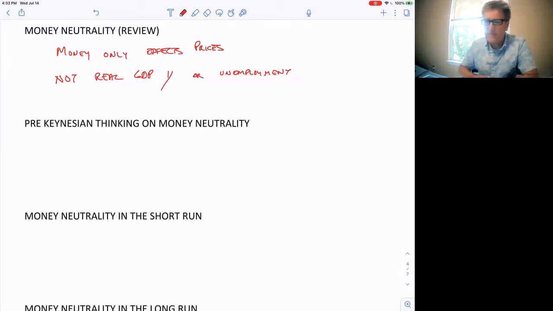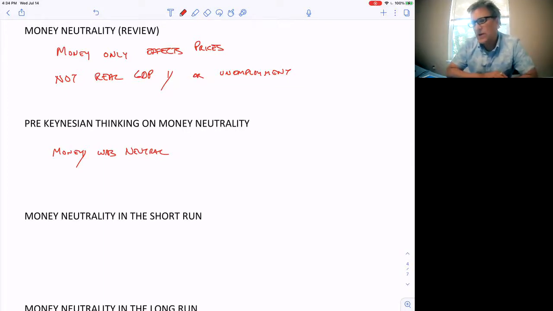The pre-Keynesian thinking on money neutrality was that money was neutral, that it really didn't matter how much money there was in the economy. More money just meant higher prices, less money meant lower prices, but it certainly didn't expand or contract the economy. Therefore, there was no point in changing the money supply to stabilize the economy. And when the Federal Reserve was created, economists didn't think that the Federal Reserve had the power to stimulate or contract the economy. That was discovered later.